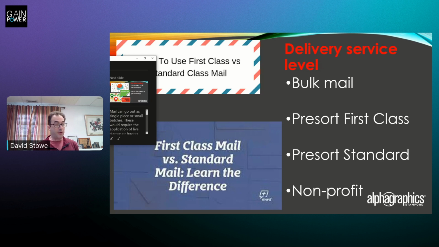In looking at a standard mailing, if you were going to take a piece and send it out first class with a stamp, that would cost you 68 cents for that individual piece. However, if you were to send a piece out as part of a standard bulk mailing, the top line number you're going to pay on that mail piece is about 34 cents.